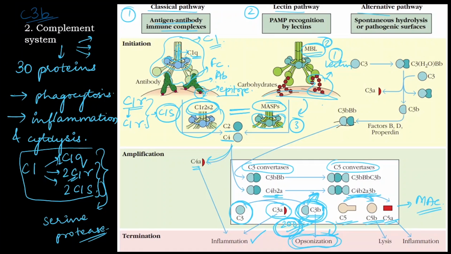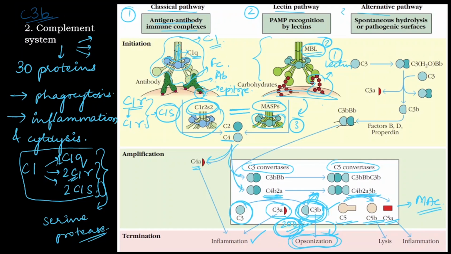Again, the function of MASPs is also the same: they will cleave C2 and C4 into active parts, and they will produce the C3 convertase. Again they will produce C3 convertase, and that will produce C3b molecules. The mechanism is similar to the classical pathway, only the difference was in this part. So this is how the C3b molecules are generated by the lectin pathway also.